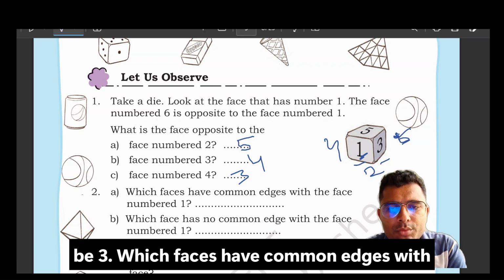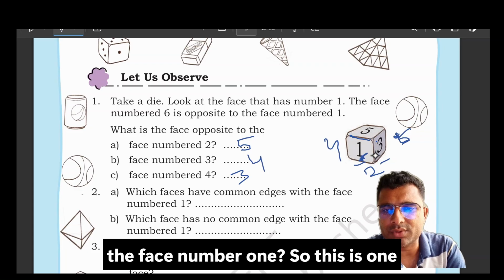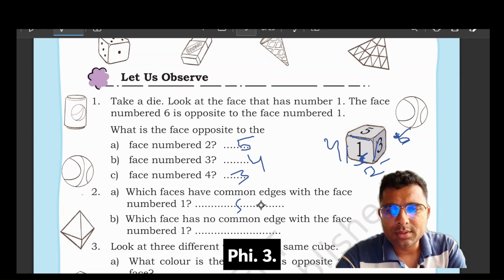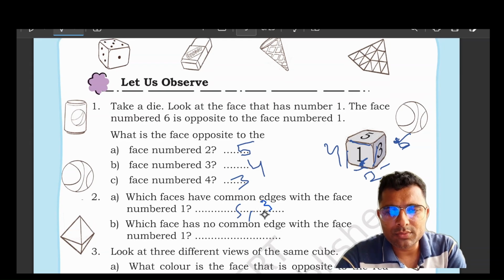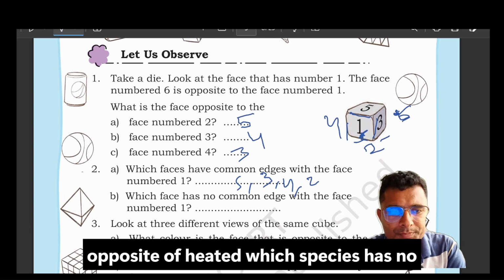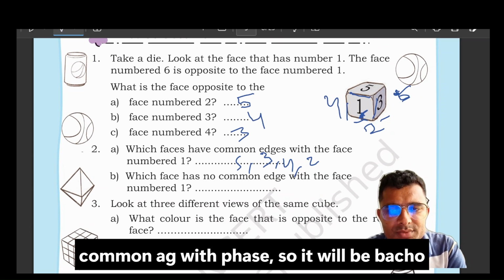Which faces have common edges with the face number 1? So this is 1, a common edge is 5, 3, 4, 2. So you can write here 5, 3, 4, 2. 6 will be opposite of it. Which face has no common edge with face 1? So it will be, bachcho, 6.